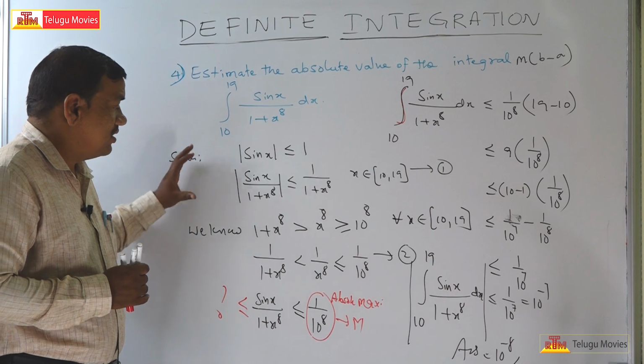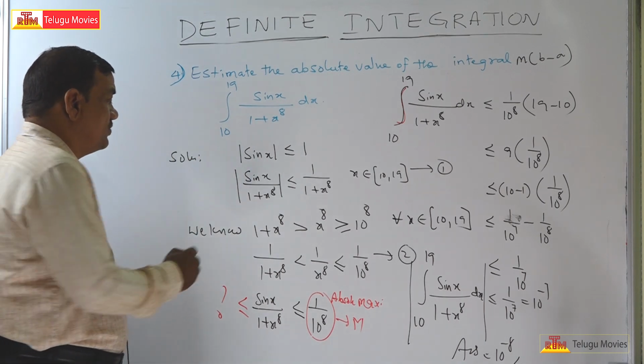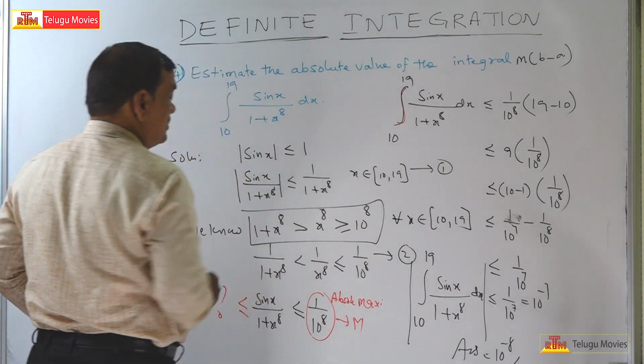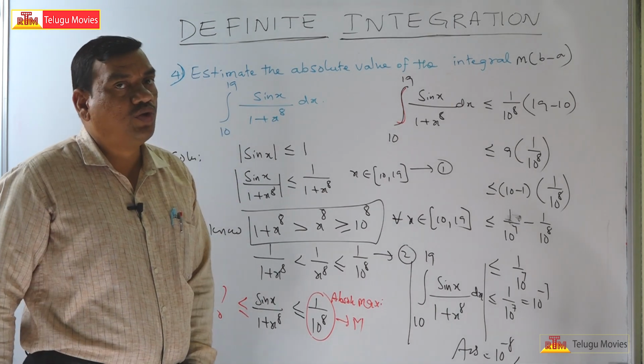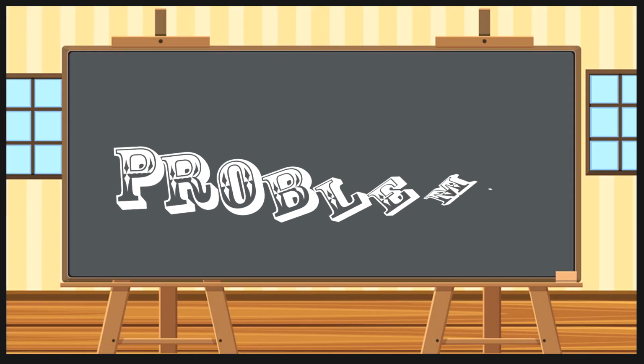So very nice problem. This is a very result-oriented problem. The only thing is you remember this result. Afterwards we will apply the property. Okay, I hope that you understand this solution.